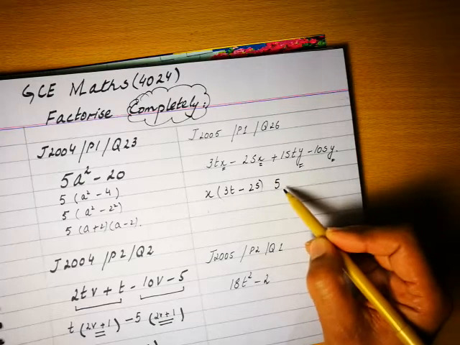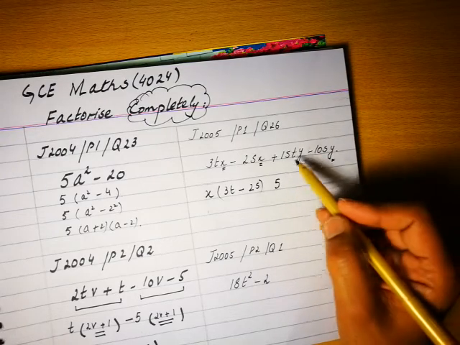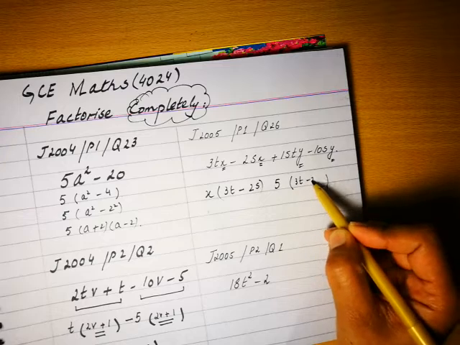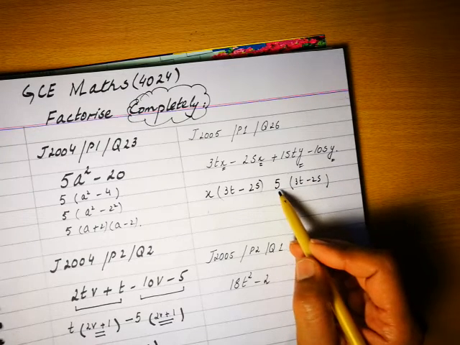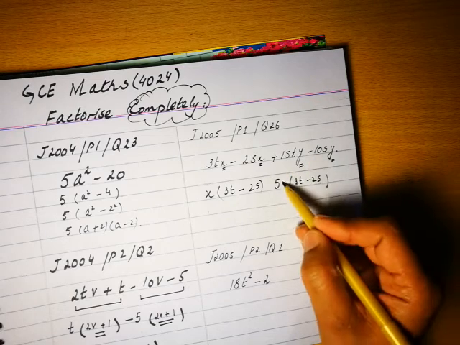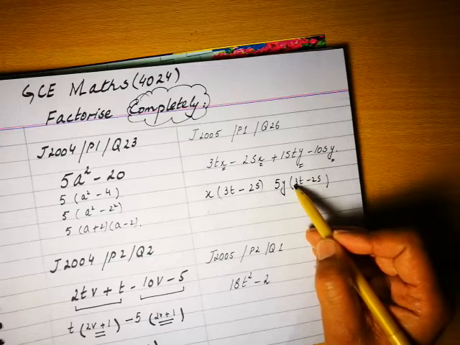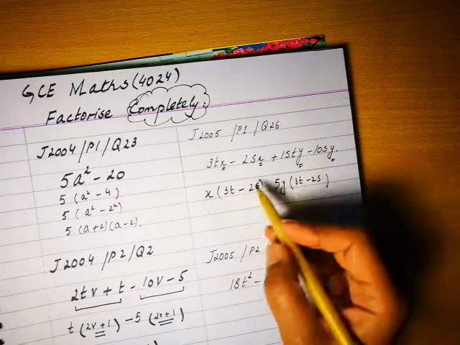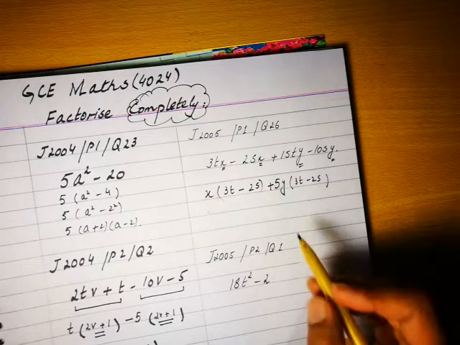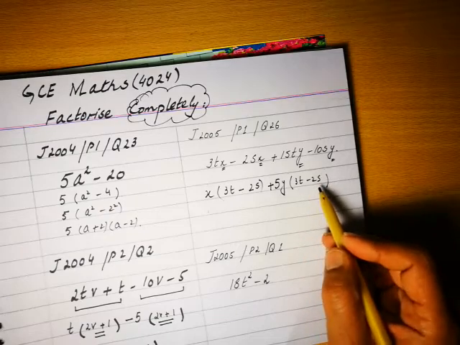Before I take 5 common, I'll check the values. Am I going to get 3t minus 2s if I take plus 5? Let me check. Plus 5y means 3 from here and t from here. Yes, I need plus. What does it mean? I want to take plus common, not negative. I take negative common when I want to change the sign of the inner values.